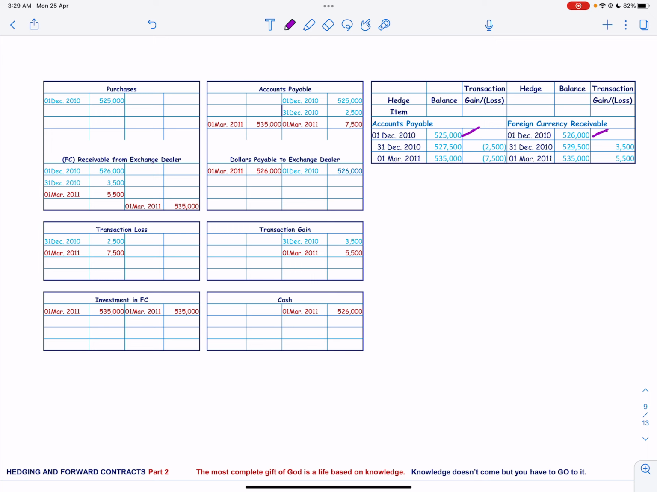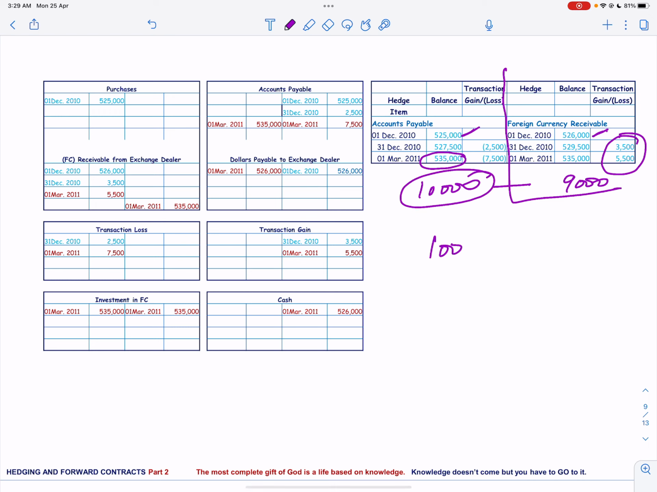If the forward contract had not been obtained, the firm would have paid 535,000, and they would have reported a net loss of 10,000. The net gain from entering into the forward contract of 9,000 has reduced our losses from 10,000 to 1,000 only.